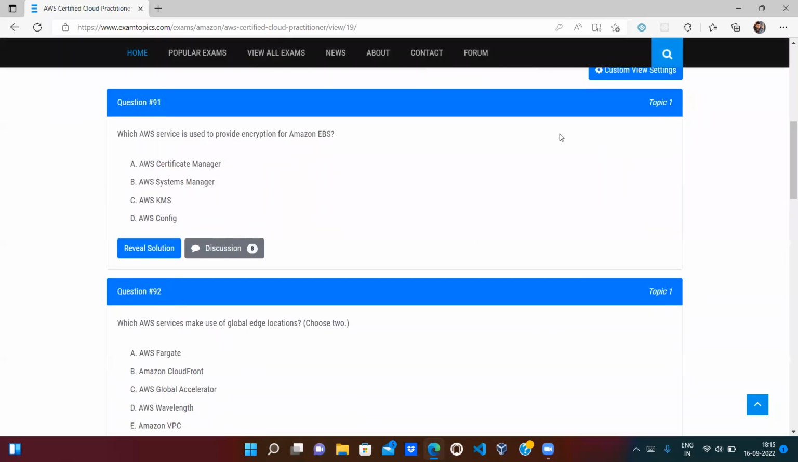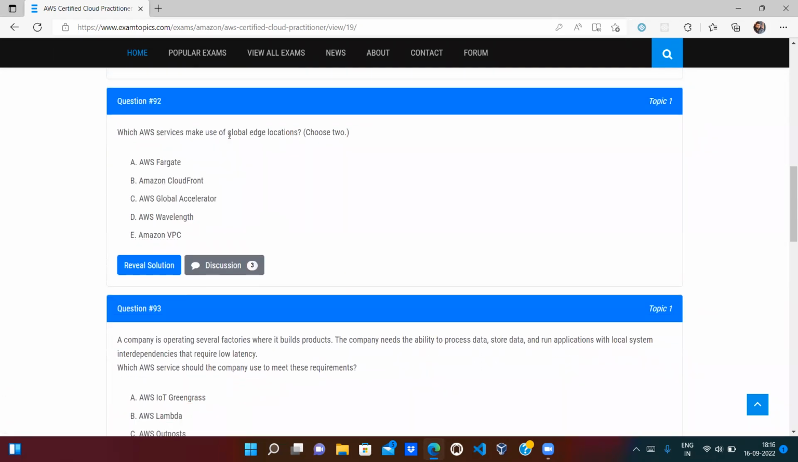Next question. Which AWS service is used to provide encryption for Amazon EBS? Certificate Manager is totally wrong. Certificate Manager is used just to store certificates. Because if you are using an HTTPS website, you have the SSL certificate, and you store the SSL certificate in Certificate Manager. It's not for encryption. Systems Manager, no. KMS, Key Management Service, definitely correct. Config is not the correct option. So C is correct.